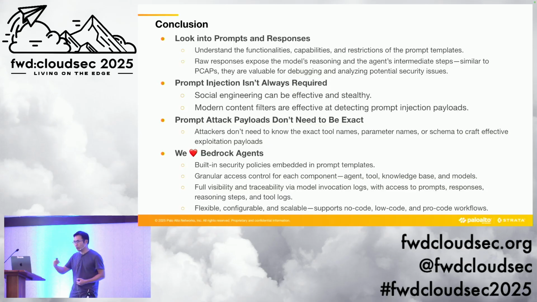Finally, quick takeaways. First, look into the prompt and response. Understand the functionality and capabilities of your prompt template. Don't just trust it. Second, for offensive researchers, prompt injection isn't always required. Social engineering can be more effective and stealthy. And third, prompt attack payloads don't need to be exact. Attackers don't need to know the exact tool names or parameters to craft an effective prompt injection payload.